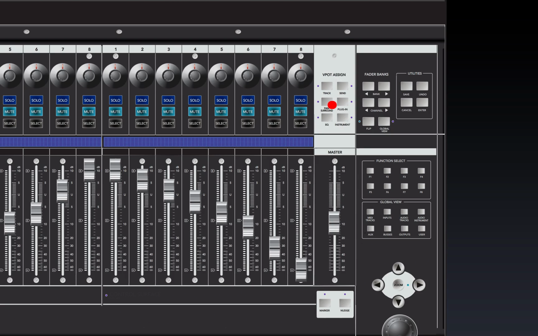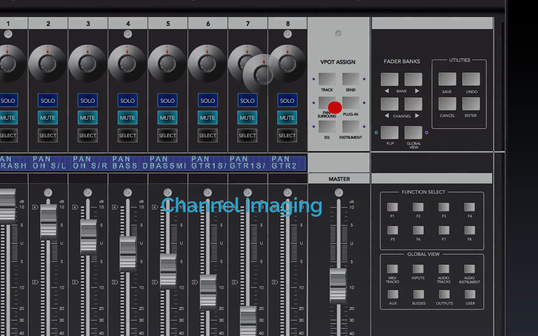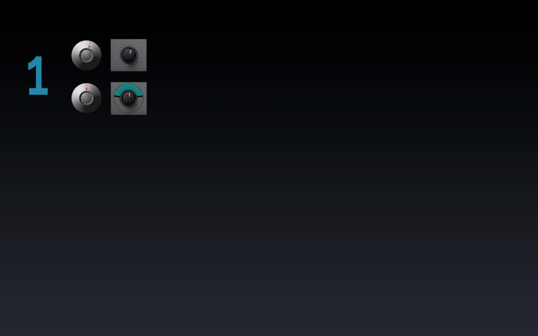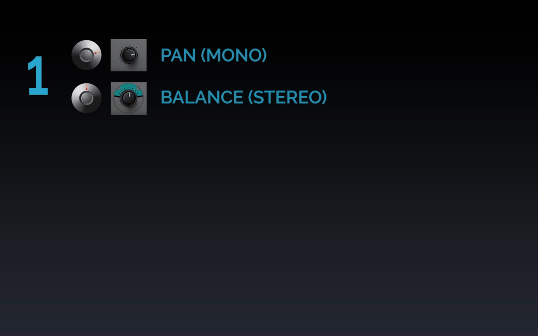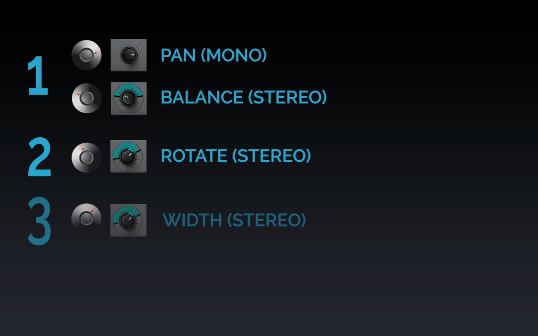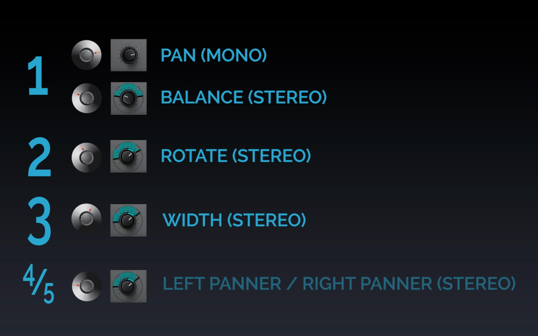The Pan Assign mode controls imaging. There are 5 pages. Page 1 controls panning on mono channels and balance on stereo channels. Page 2 controls stereo rotation. Page 3 controls stereo width. And pages 4 and 5 control left and right stereo panners.